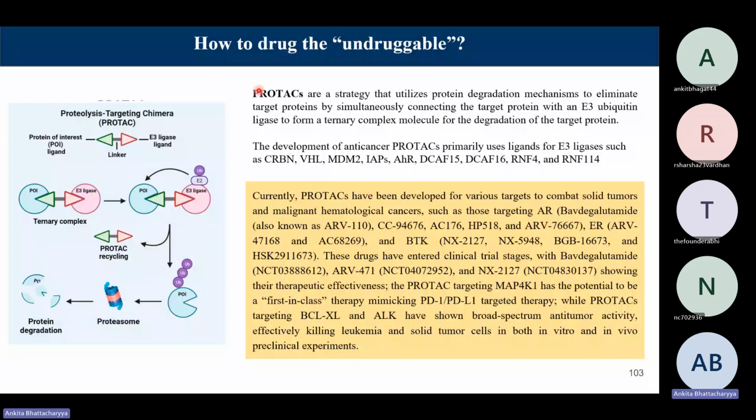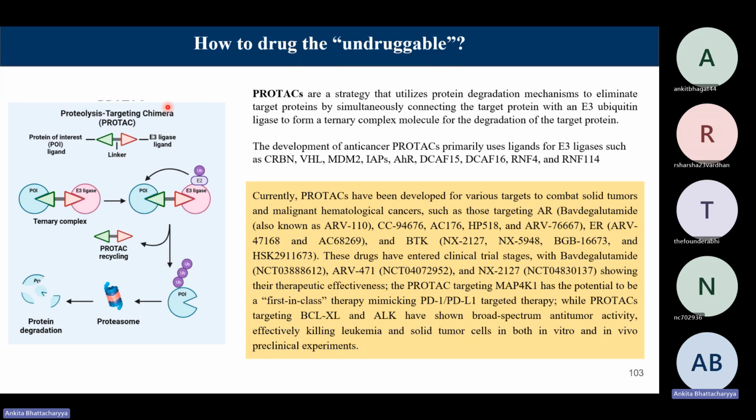So what we are discussing in this slide actually belongs to the group of degraders, which is the third subtype that I had mentioned previously. For that, what you need to understand first is the concept of PROTACs. What are PROTACs? PROTAC stands for proteolysis targeting chimera.